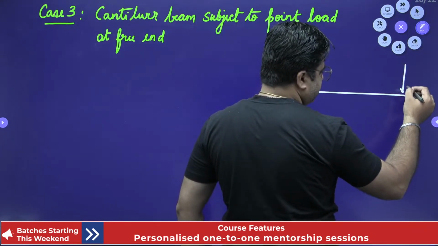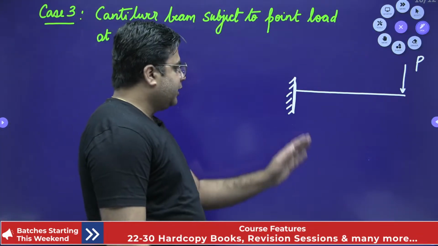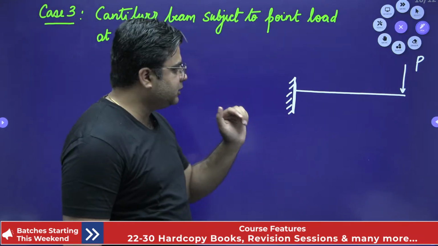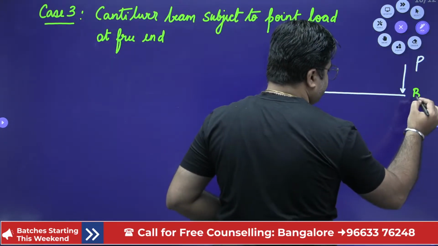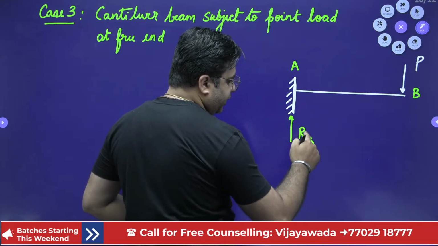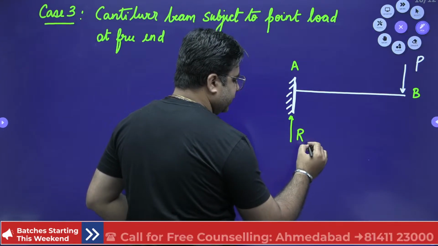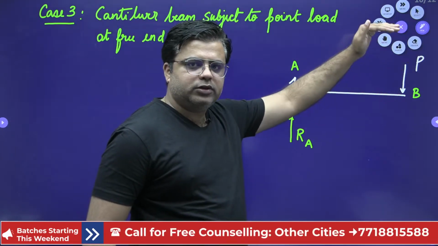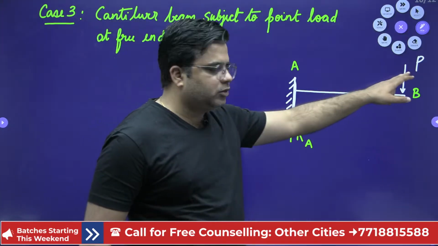And this is the point load P, which is acting at the free end. Now calculating the support reaction is very easy for a cantilever beam. If I name this point as A and this point as B, your RA, that is the support reaction at A, should be equal to this load, because when you take the summation of all the vertical forces to be 0, you will get RA is equal to P.